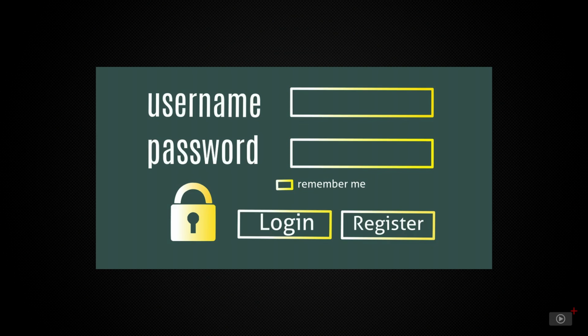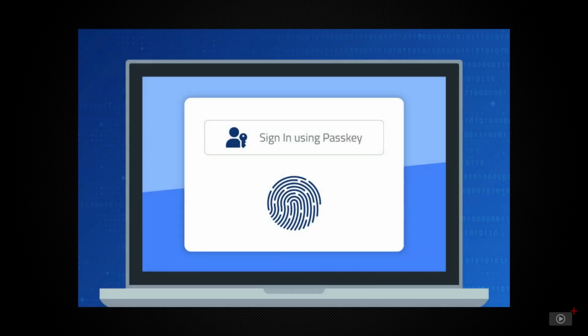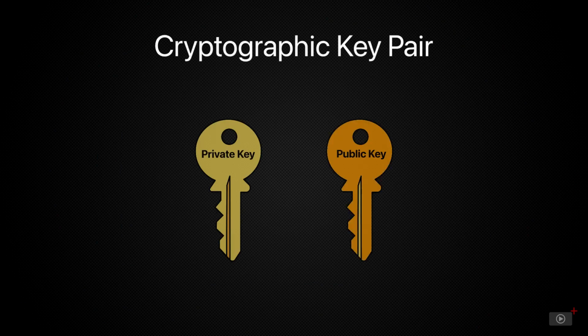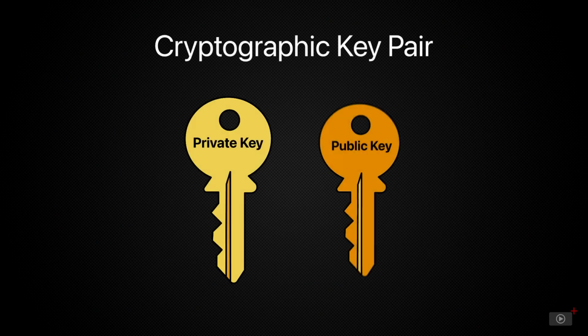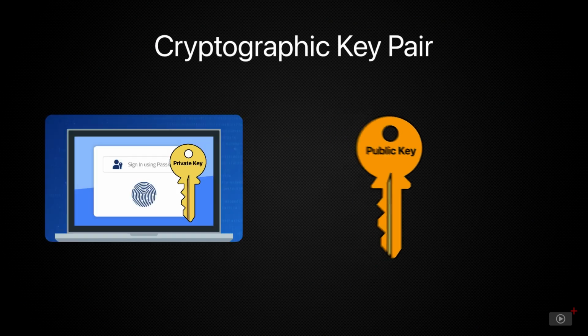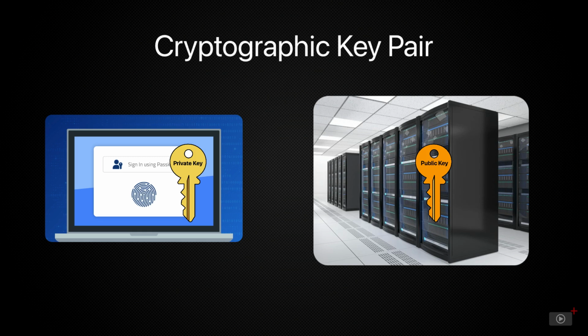A passkey is a more secure and convenient way to log into a website rather than using a standard username and password. Now, without getting too technical, passkeys use a pair of cryptographic keys that work together, a private key and a public key. You hold the private key on your device, and the website will hold the corresponding public key. Access is only granted when the private key and the public key work together.